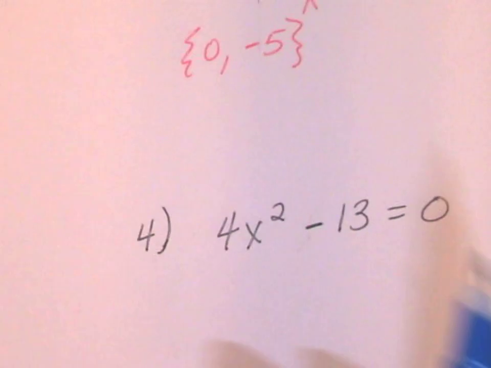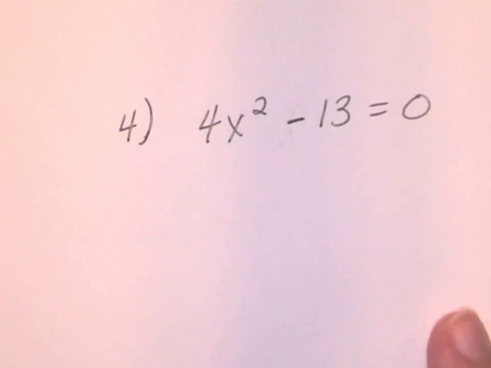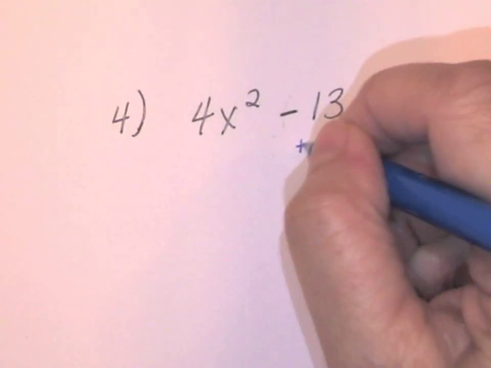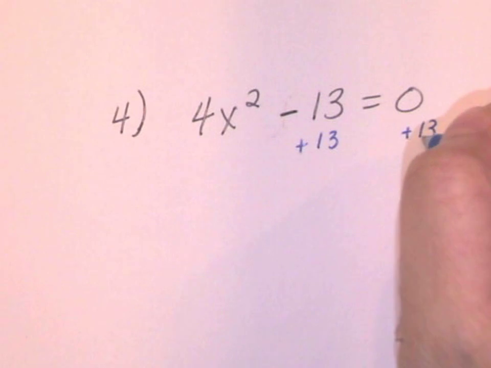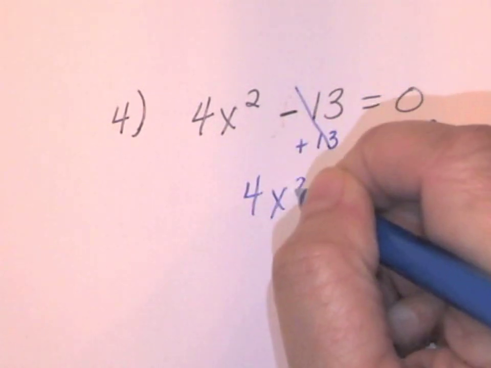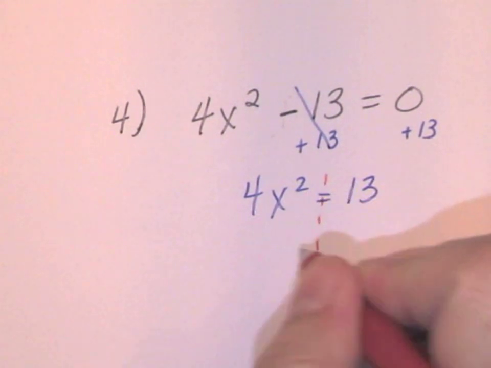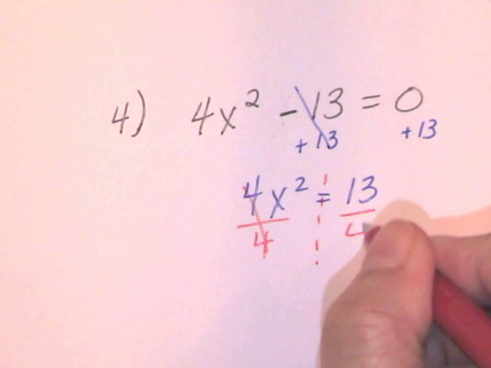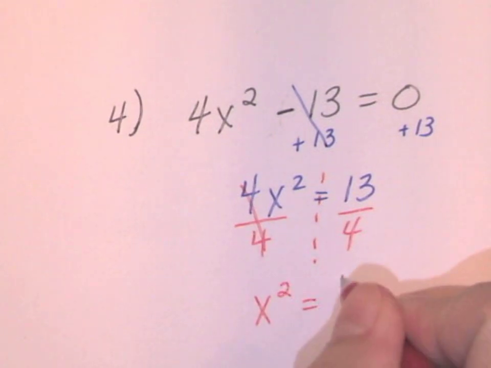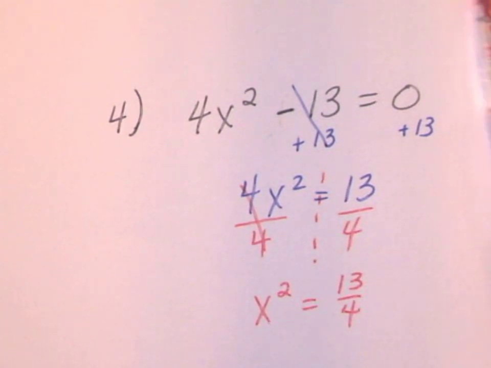Now, I have another one with no x term, but it is equal to 0. I don't want it equal to 0, so I add my 13 to get it to the other side. Now, my x squared is still not isolated. It has a 4 attached. The way I get rid of that 4 is to divide by it. X squared equals 13 over 4.